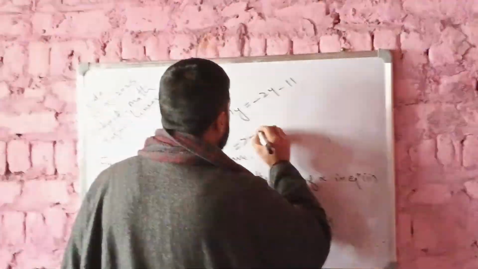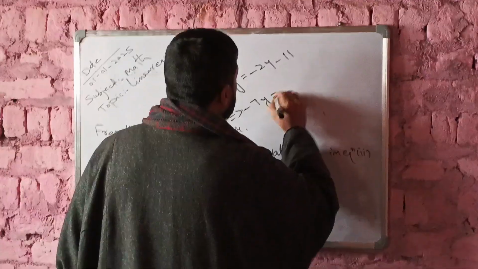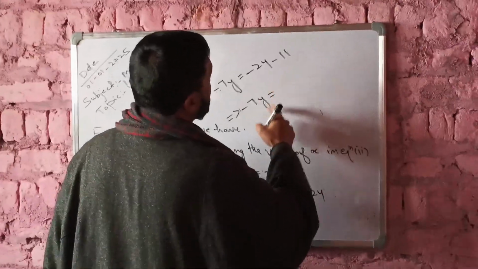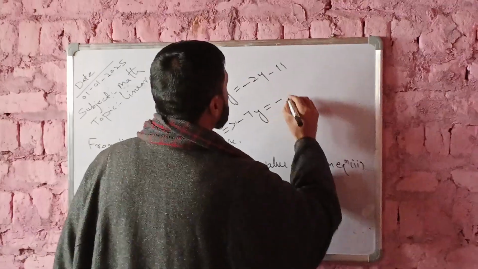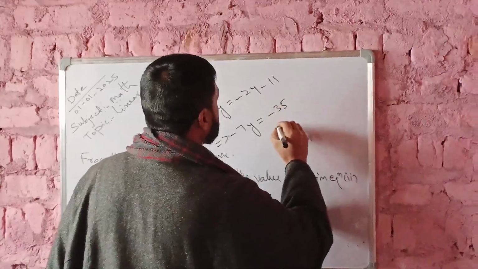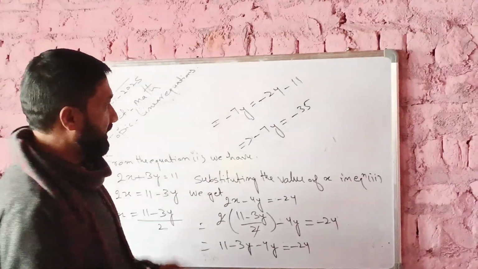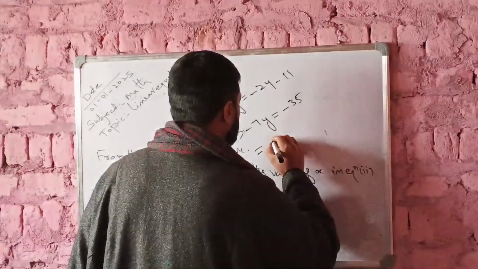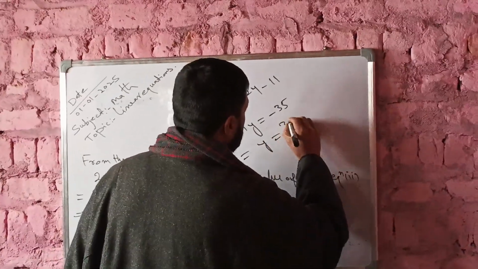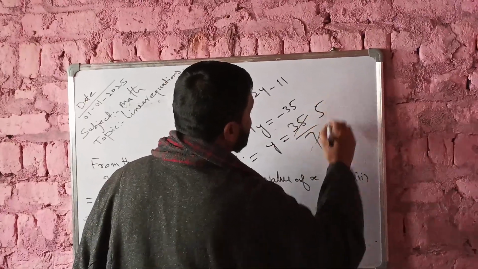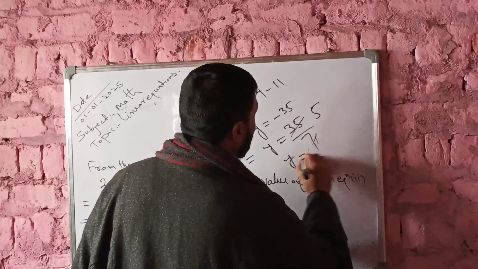Minus. 7y is equal to minus, minus. What should be the sign now? Minus 35. Okay, minus minus cancel. And what remains there? y is equal to 35 by 7. 7 ones are 7, 7 fives are 35. So what is the value of y? 5.